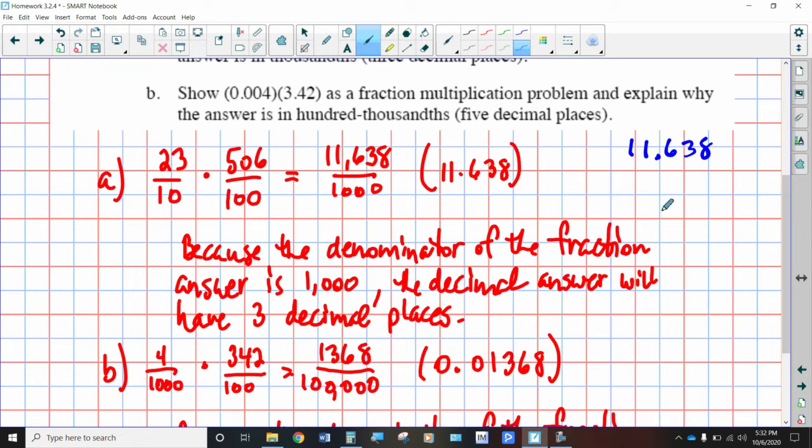So we just want to remember the process. You're going to multiply 4 times 342. And you get an 8 there, you get a 16 there, carry the 1, 12, 13. So you're going to get 1,368. And now we have to put back 1, 2, 3, 4, 5 decimal places. But I don't have 5 decimal places, so we'll put in some zeros as placeholders and then count over 1, 2, 3, 4, 5, and that ends up being your answer.